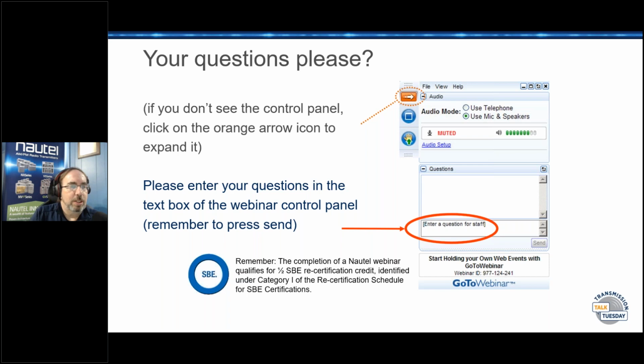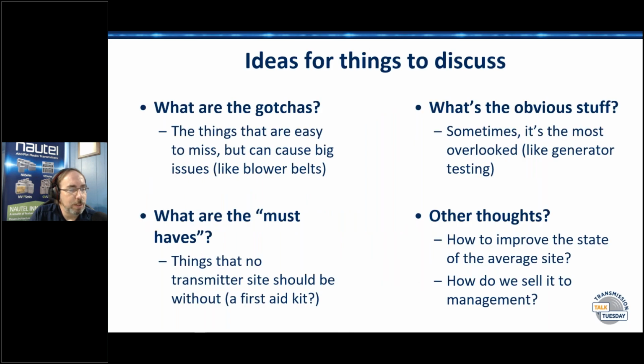So let's get rolling. What I basically did, I threw in a whole bunch of pictures, and we'll do some things. You'll notice I took out that agenda slide. It was starting to get annoying. It hadn't changed in 26 sessions. There wasn't a lot of point. But these are the kind of things that we want to talk about. What are the gotchas? The things that are easy to miss, but can cause big problems, like checking blower belts for cracks and stretching, things like that.